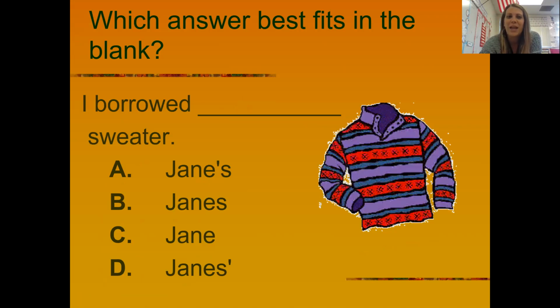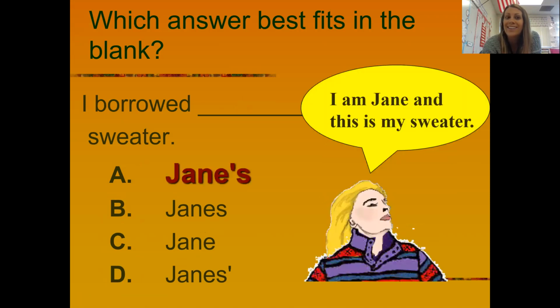All right, one more. I borrowed blank sweater. Who owns the sweater? Jane owns the sweater. Where are we going to add the apostrophe? A or D? What do you think? Pick your answer. Think it in your head. A. I am Jane and this is my sweater. Nice sweater, Jane. All right, guys. So that is a little bit about possessive nouns, okay?